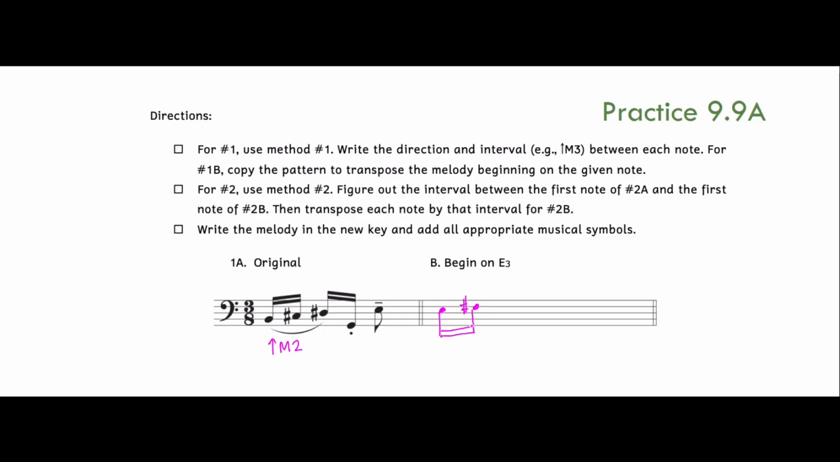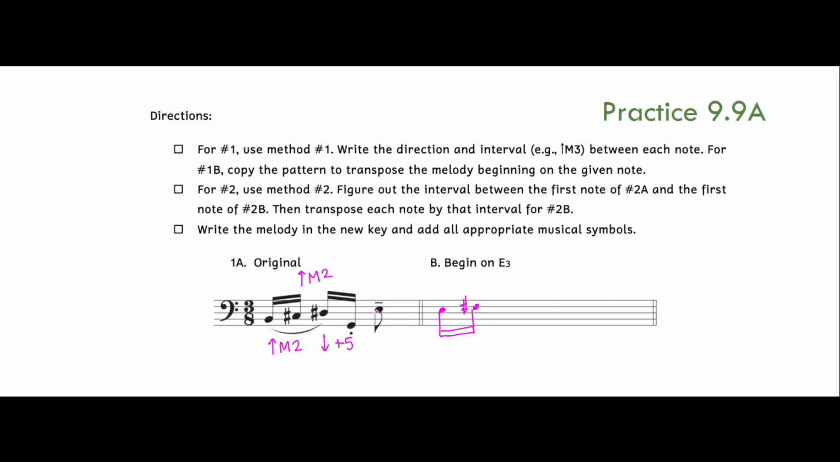So go ahead and complete number 1, pause the video, and press play when you're ready. Okay, first, let's identify the intervals between the notes in the original. From C sharp to D sharp, that's an ascending major second. What is the interval from D sharp down to G? Well, that's descending, and it's a fifth. G to D would be a perfect fifth. Raising D to D sharp makes it bigger, so this is an augmented fifth.